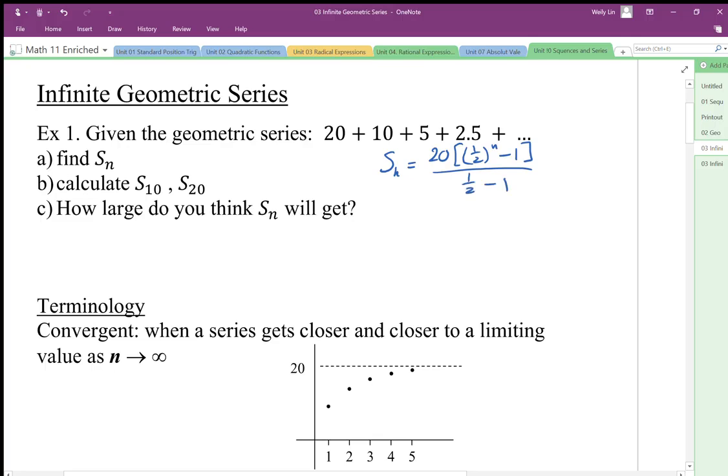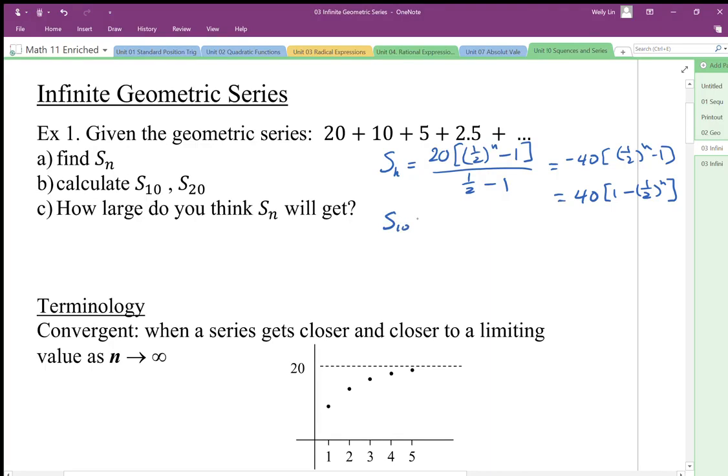And I can simplify that. This is divided by negative 1/2, so it becomes negative 40 times 1/2 to the power n minus 1. And I'll get rid of that negative 40 by just switching those around. So I end up with 40 bracket 1 minus 1/2 to the n. Okay, so I'm going to use that formula to calculate S10 and S20.